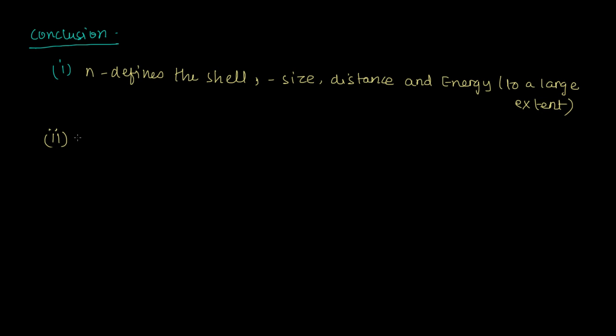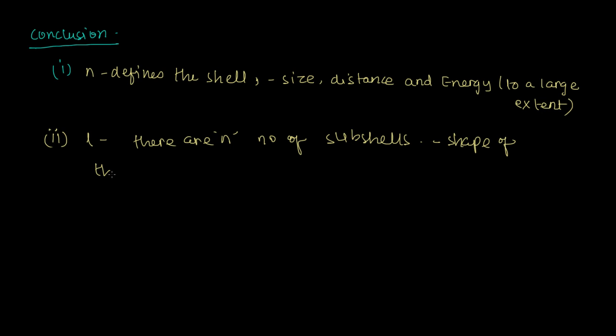Okay, this is what we did. Then we come to l. There are n number of subshells, right? n number of subshells, and it defines the shape of the subshell. And l goes from 0 to n minus 1.